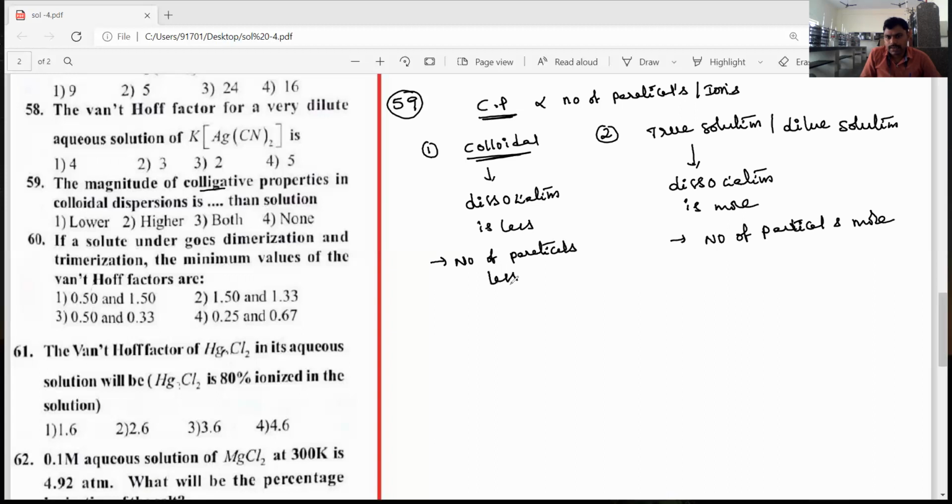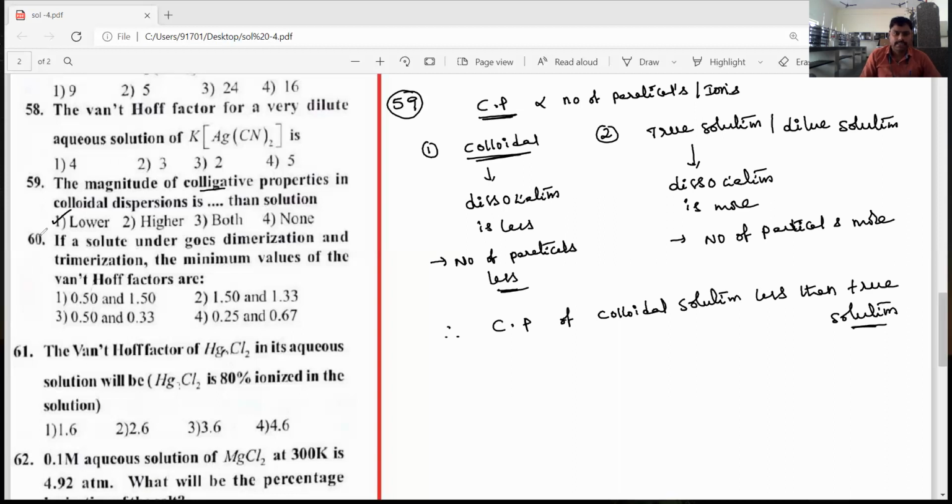Number of particles are less. Therefore, the colligative properties of colloidal solutions are less than true solutions. True solutions are simply dilute solutions we can call. Okay, so the answer is lower.